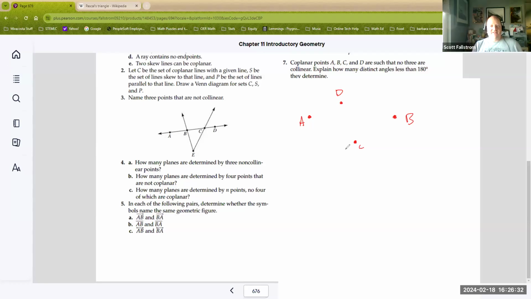Okay, so how many distinct angles less than 180 degrees can I make? Well, there's one angle I could make, right? There's a second angle I could make. Let's see here. I'll choose a different color. Here's a third. And then right down here, this would be a fourth angle, right? Total. I'll make this one kind of fatty. There we go. 4. 1, 2, 3, 4.